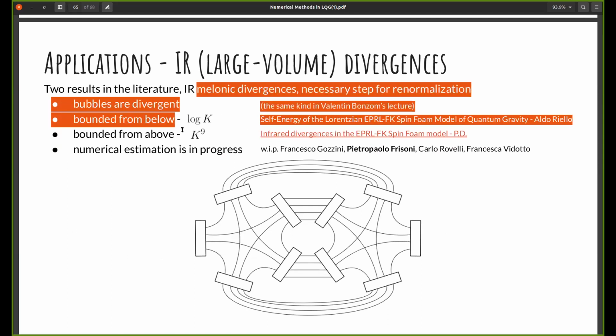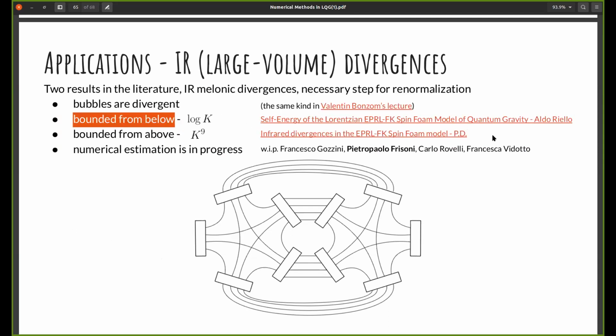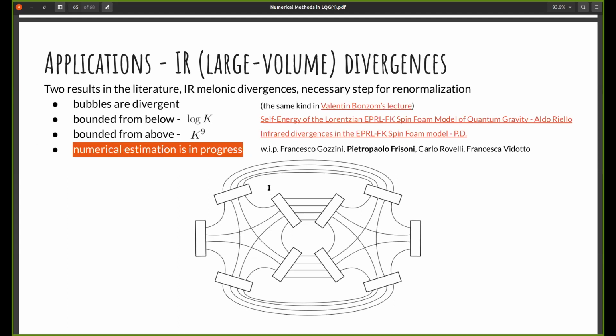There are analytical results on bubbles. The first one was by Aldo, who gave a lower bound on these bubbles, logarithmically divergent in the cutoff that you put on the sum of internal faces. The second result is by myself, some years ago, and I gave an upper bound. However, we still don't know how much they diverge. It's somewhere in between. A numerical estimation is in progress.